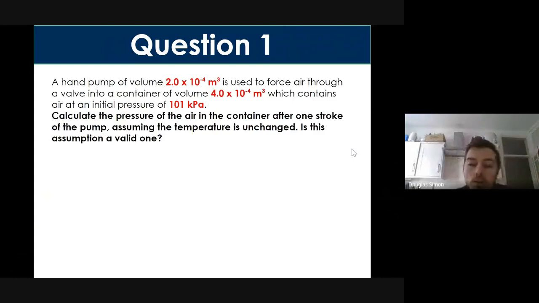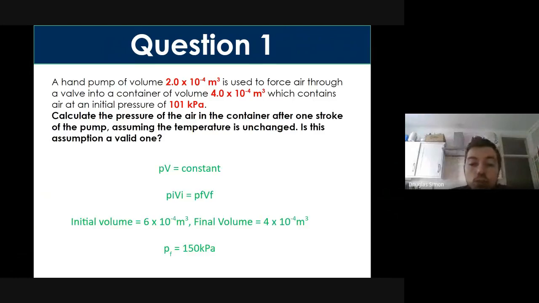So we obviously need to recall that pressure times volume is a constant. So the initial pressure times the initial volume is the final pressure times the final volume. Now, I meant to put these i's and f's as subscripts, but I made a mistake. Usually we would write them as little i's at the bottom. But the initial pressure times the initial volume is going to be 6 times 10 to the minus 4 meters cubed times 101 kilopascals.